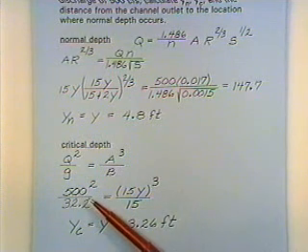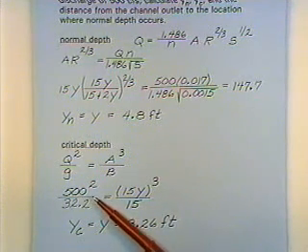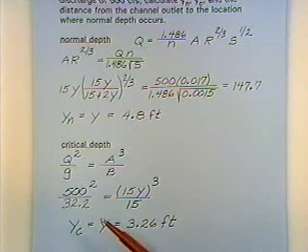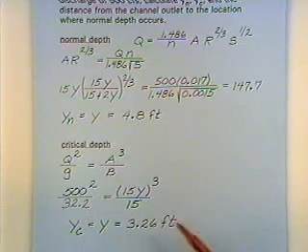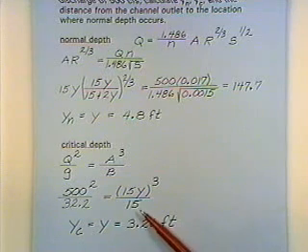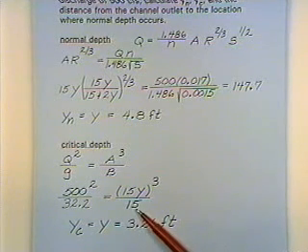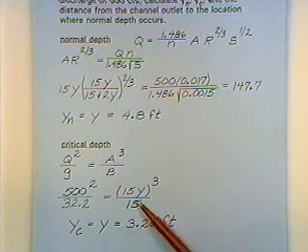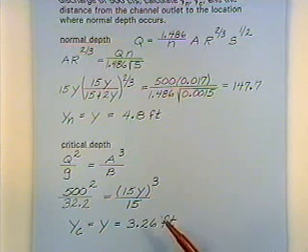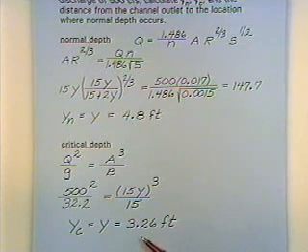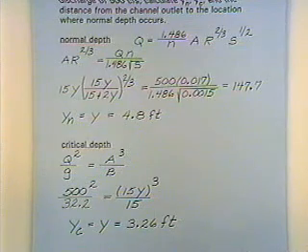I plug in the numbers: the 500 cubic feet per second, squared, and 32.2 feet per second squared, which is the acceleration of gravity. The top width, bottom width, any width for the rectangular channel is 15 feet. The area is 15 times the depth, and we solve for the depth, and the depth is 3.26 feet. So what does that tell us as far as the flow conditions to anticipate?